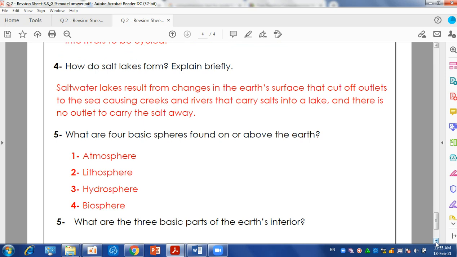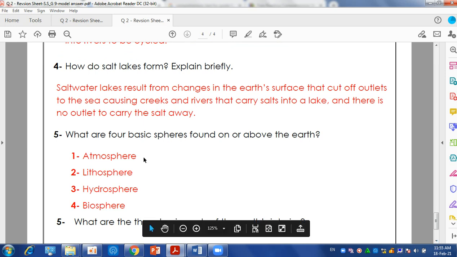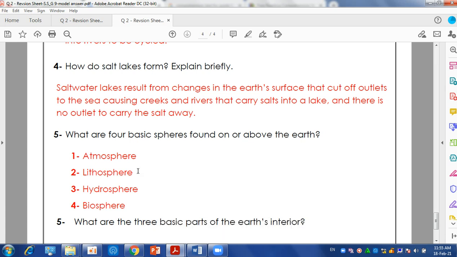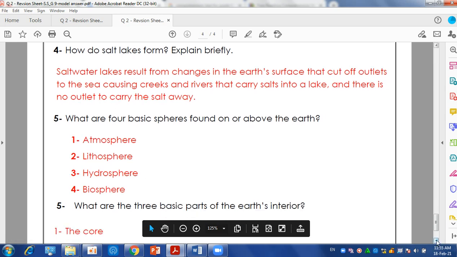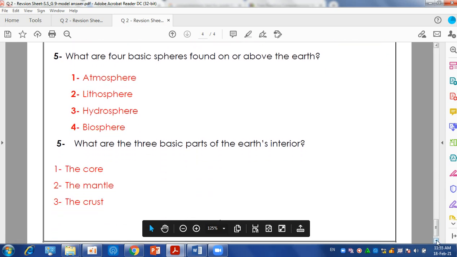Question number 5. What are the 4 basic spheres found on or above the earth? The atmosphere, which represents the air. The lithosphere, which represents the ground or the rock or the earth itself. The hydrosphere, which represents the water. And the biosphere, which is the 3 spheres gathered together or integrated together.